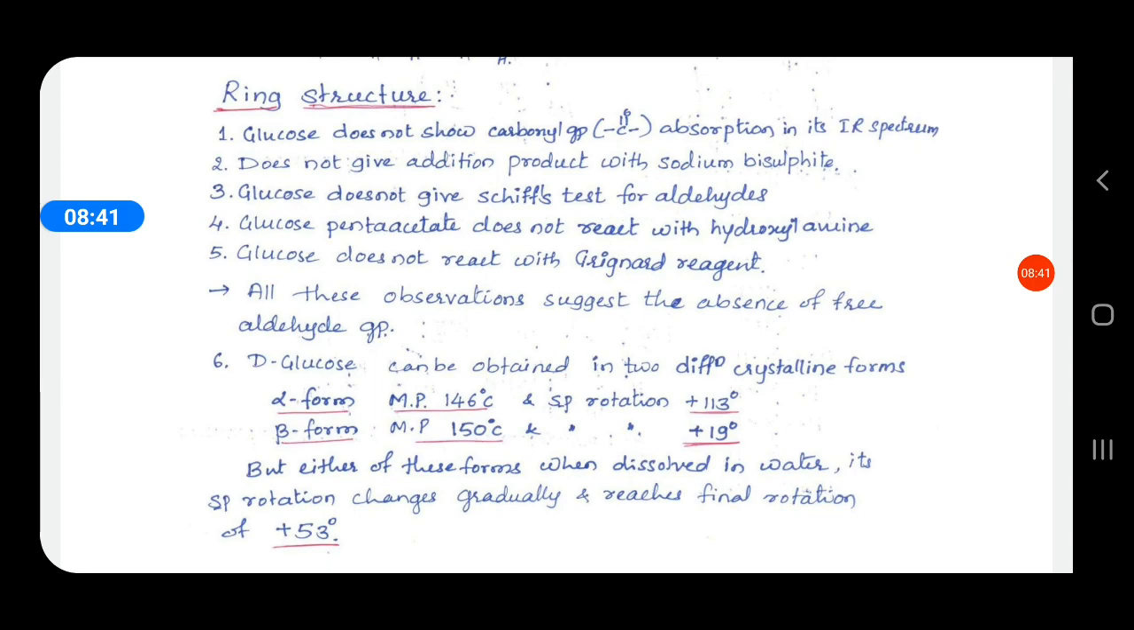Glucose does not react with Grignard reagent. This is also a characteristic reaction of carbonyl compounds, whether aldehyde or ketone, they undergo addition reaction with Grignard reagent. But glucose fails to give the test. So all these tests are absent for glucose. These tests suggest the absence of a free aldehyde group in glucose.